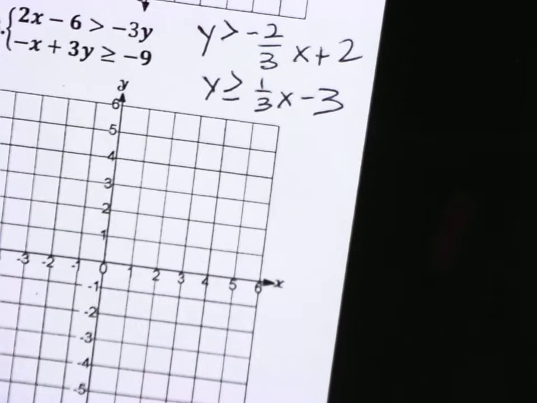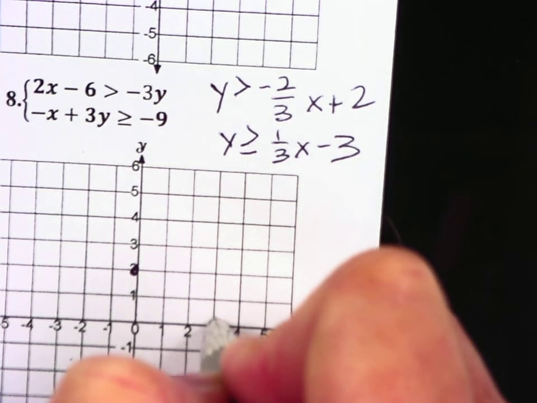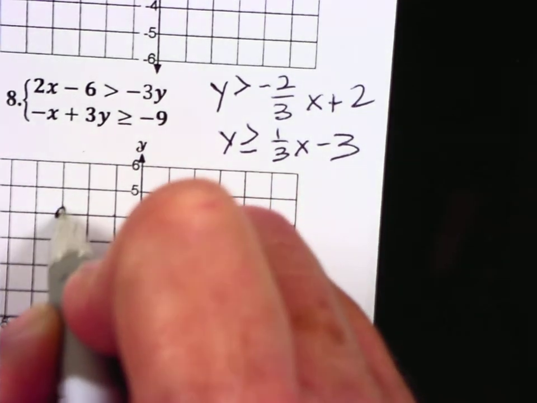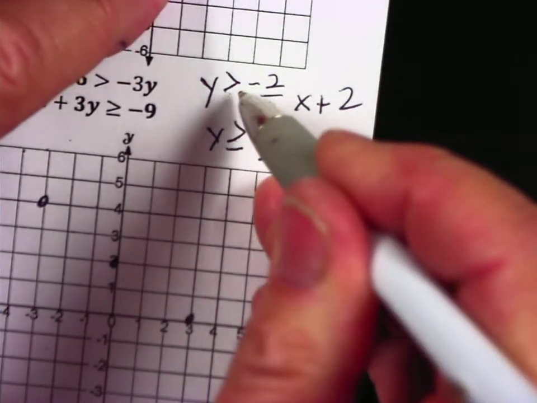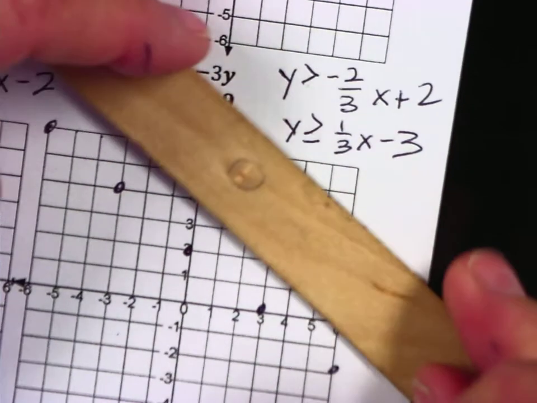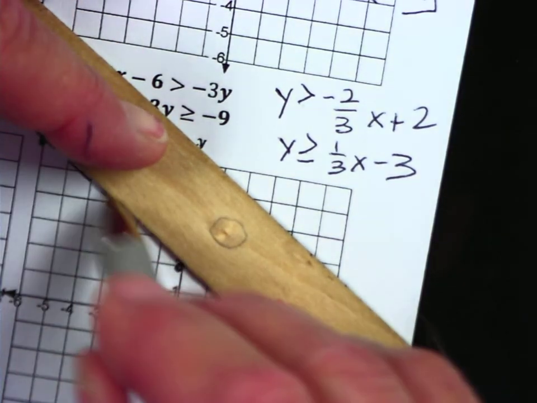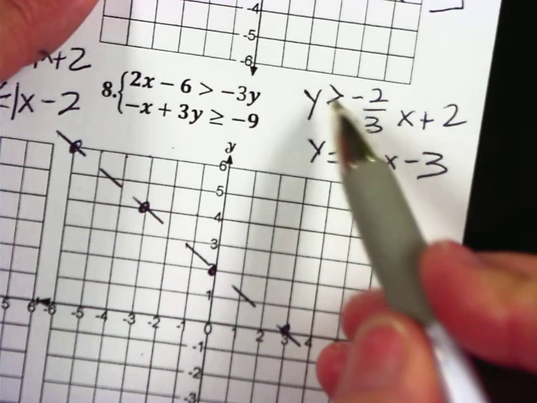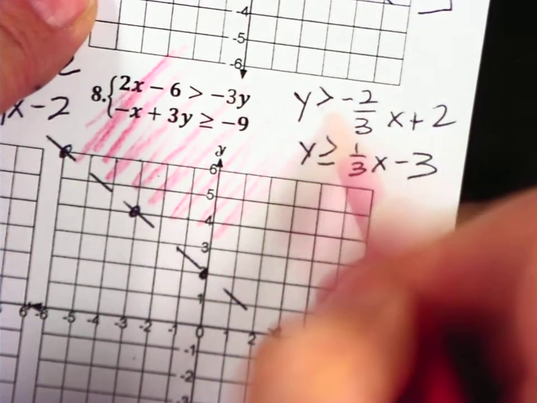So now we're going to graph these two little puppy dogs. Start at positive 2 on the y-axis, down 2 over 3, down 2 over 3, up 2, back 3, up 2, back 3. Broken line because there's no equal sign. Oh no, the line is broken. That means no solutions can be on this line because it's broken. And greater than means we're going to shade above the line generously.